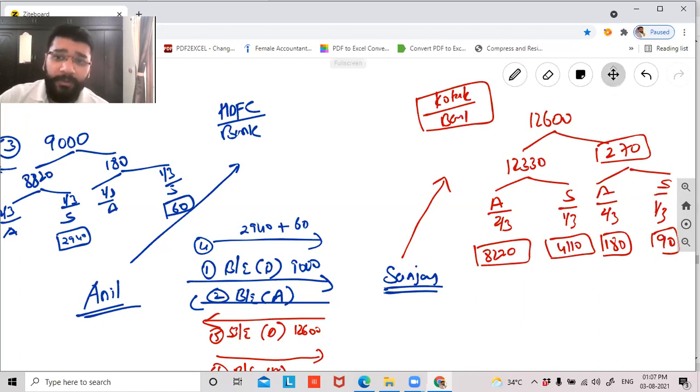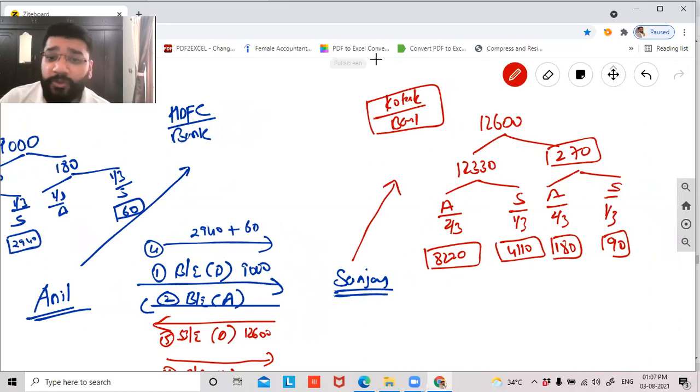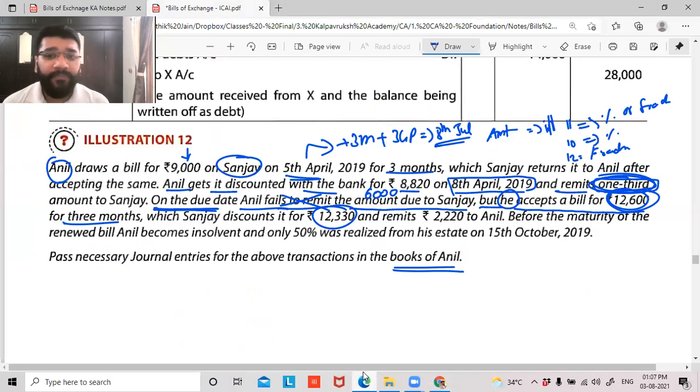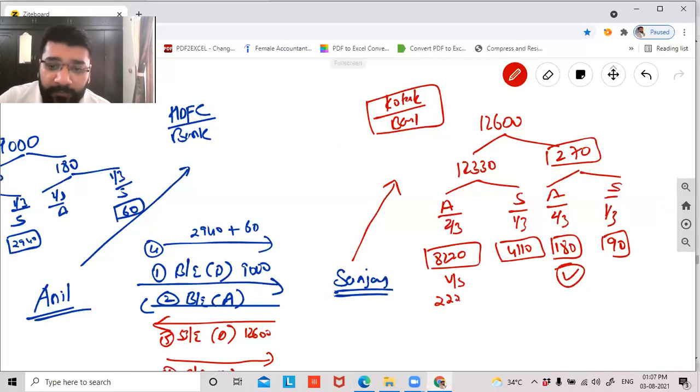Correct? So guys, Sanjay is supposed to pay 8220 to Anil and recover the discounting charges of 180. So this he will recover, no problem. But did he actually pay 8220? He only paid 2220. So 2220 is paid by Sanjay to Anil, and of course he would have recovered this 180 from Anil.